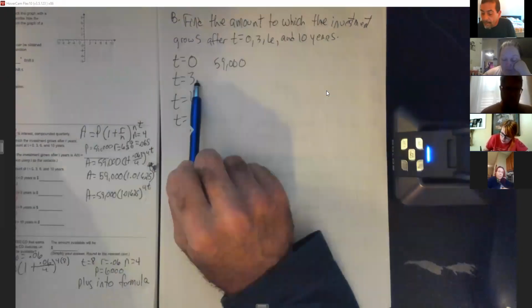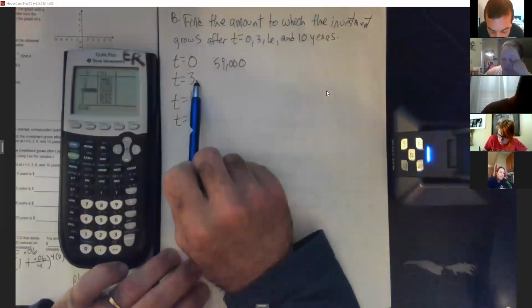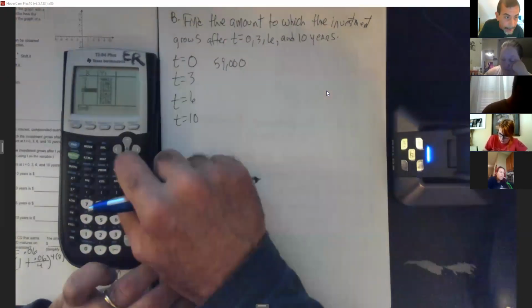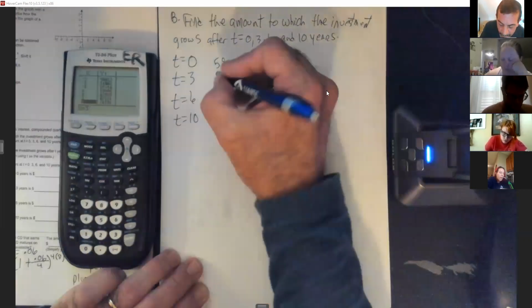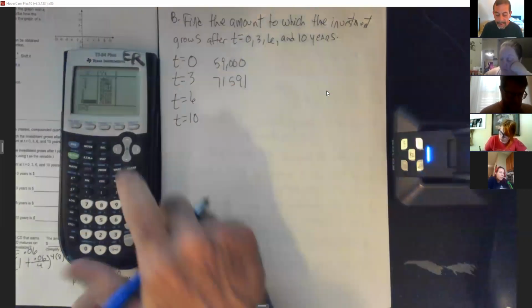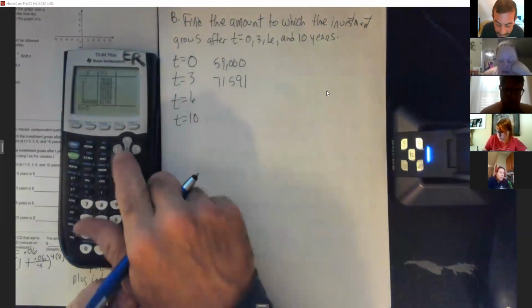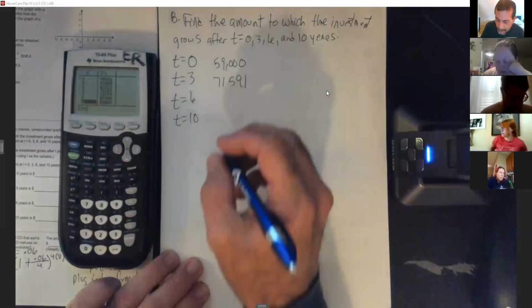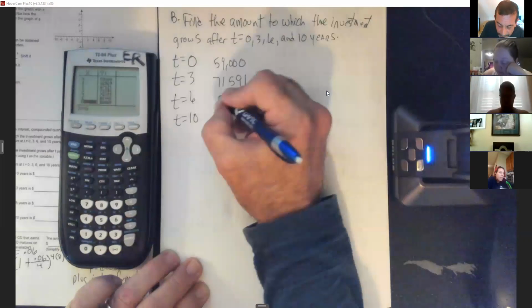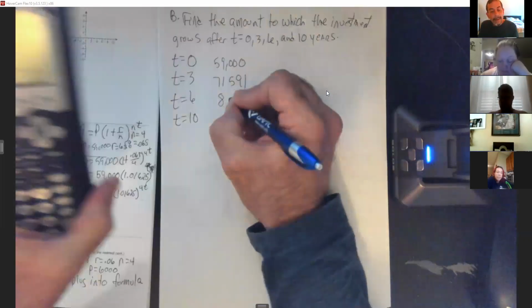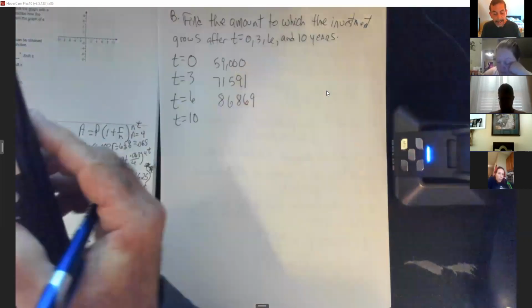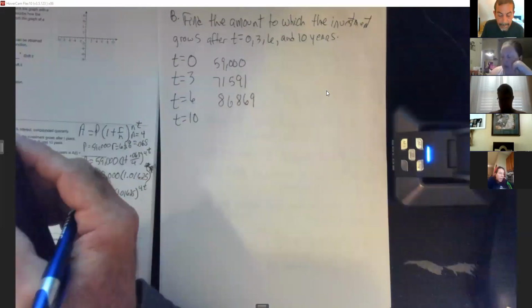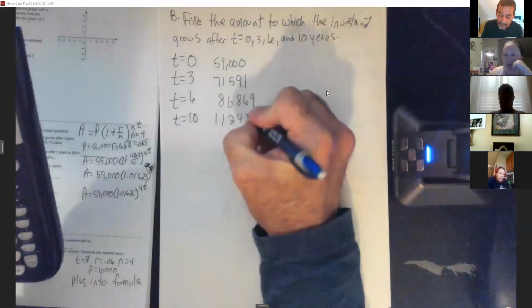Otherwise, that's a bad investment. At t equals 3, this better start going up. So let me arrow down to 3. At 3, it looks like I've got 71,591. How about 6? We go 4, 5, 6. At 6, I've got 86,869. It's hard for me to read. And then finally at 10, it's 112,428. So Kelsey, what's it saying on yours?